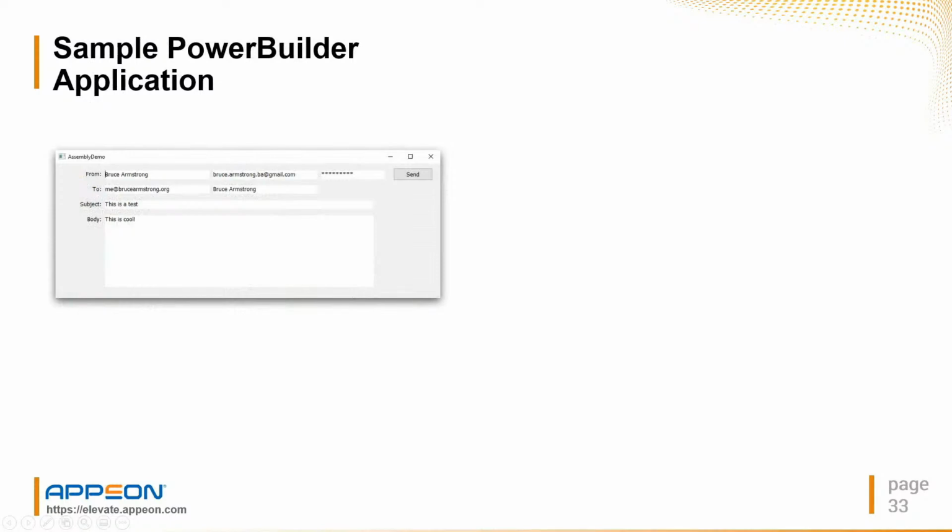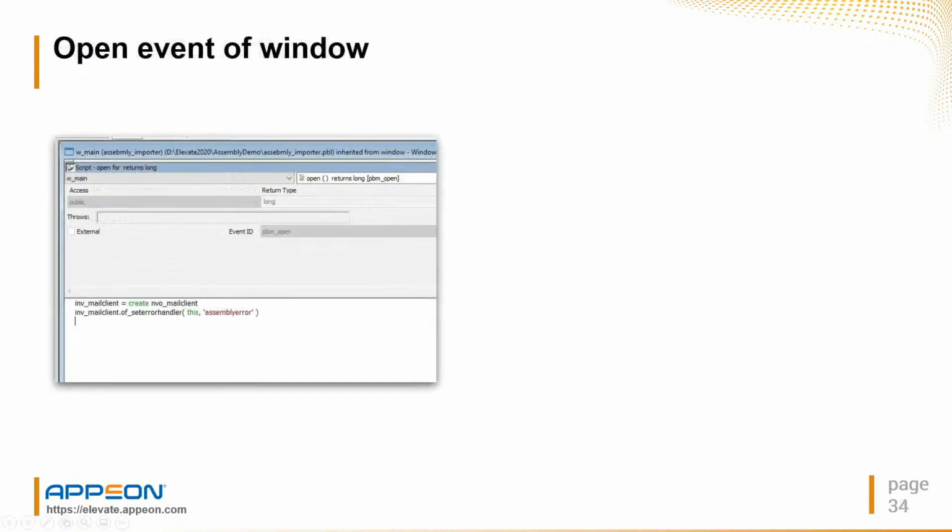And then we'll go through the PowerBuilder. So that's just an example of what this looks like running. I've got a from, a to, and a password, and then the message text and body. You hit send, and it sends off the email.